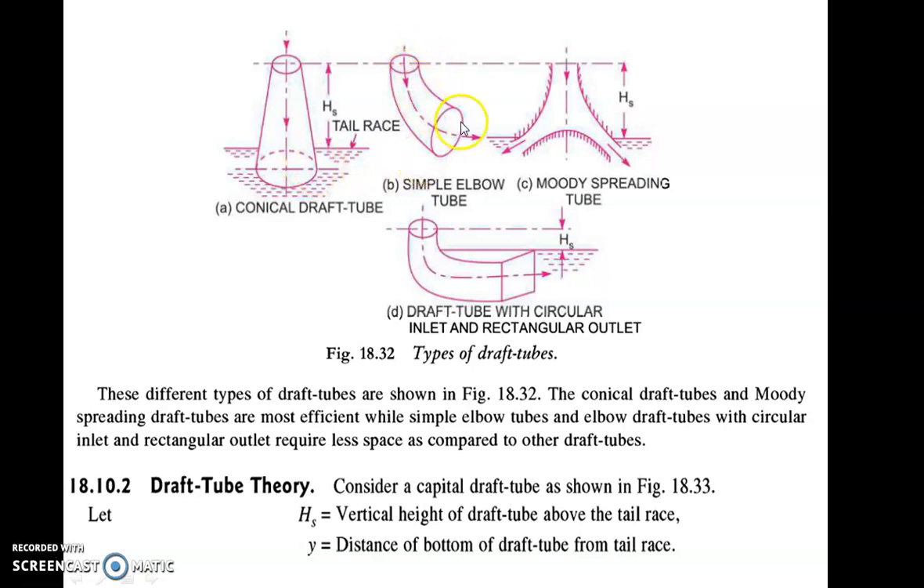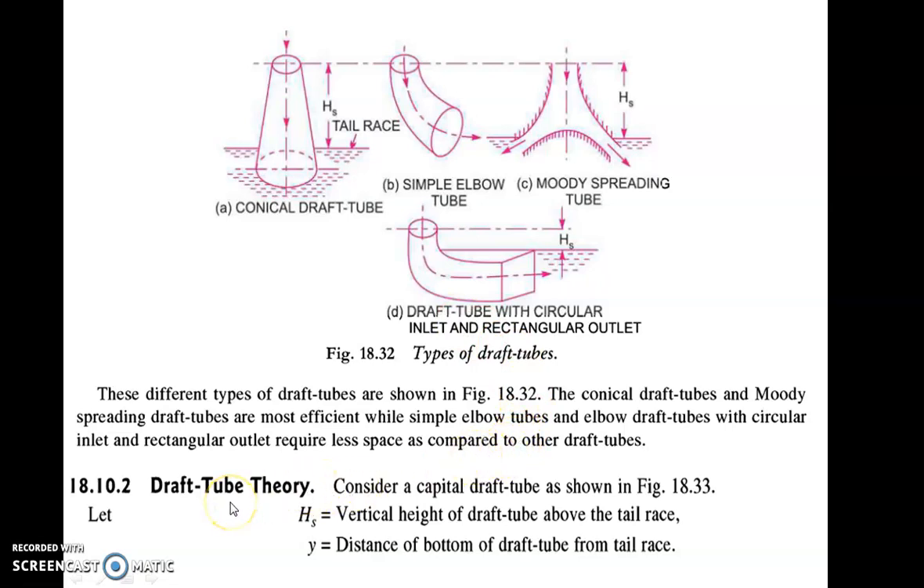Then there is a simple elbow type draft tube, then Moody spreading tube. These are the types of draft tube. This is again a draft tube with circular inlet and rectangular outlet. So these are the types of draft tube that you have to remember.